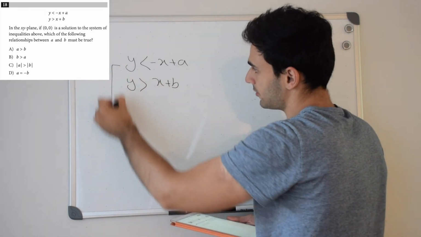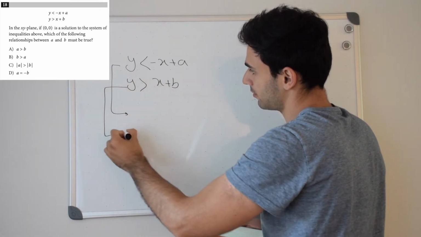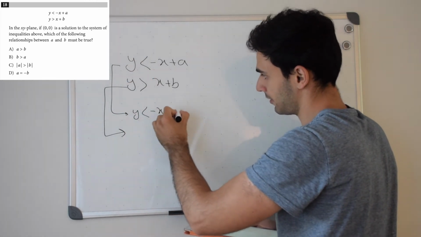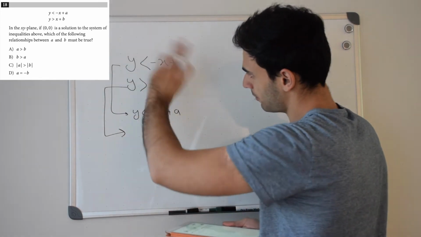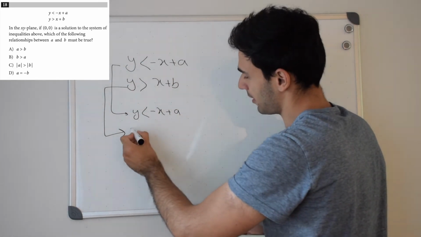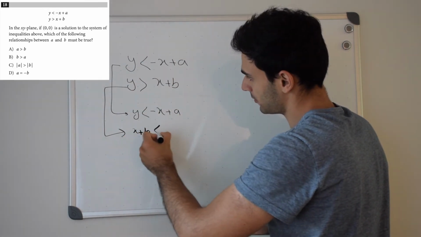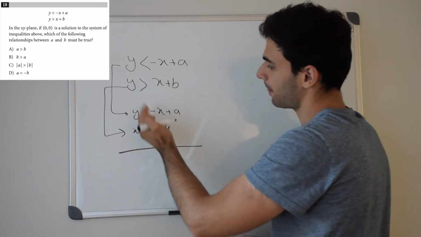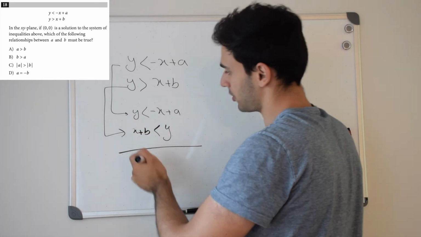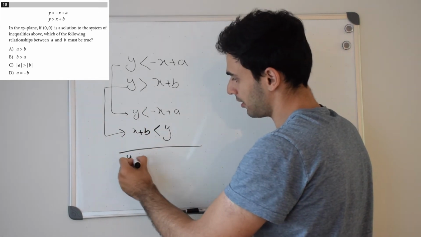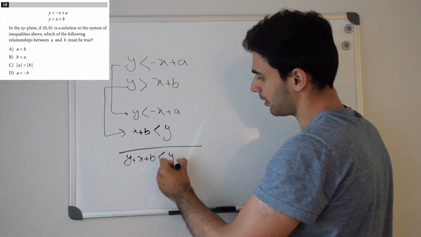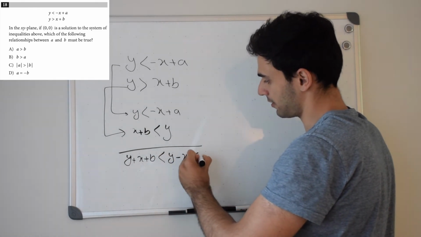I want to rewrite these two. I'm going to write the first the same, y smaller than minus x plus a. I'm just going to reverse the other, x plus b smaller than y, right? So now I can add the bigger side and the smaller side together. So I'll have y plus x plus b smaller than y minus x plus a.